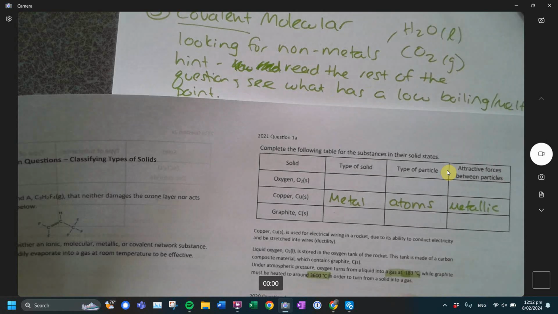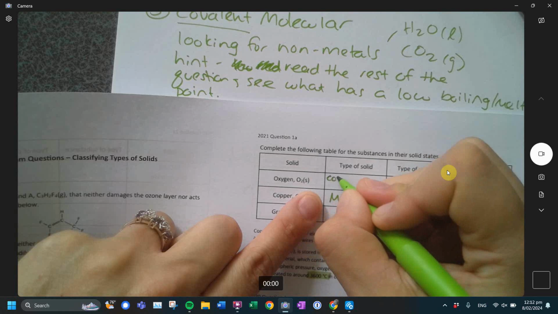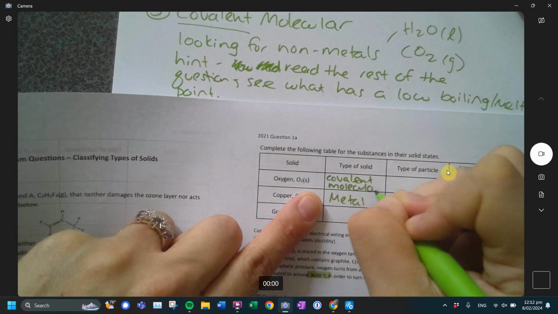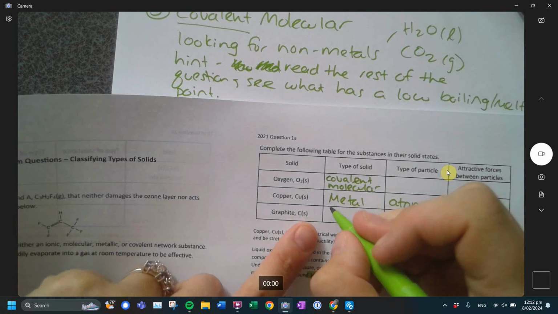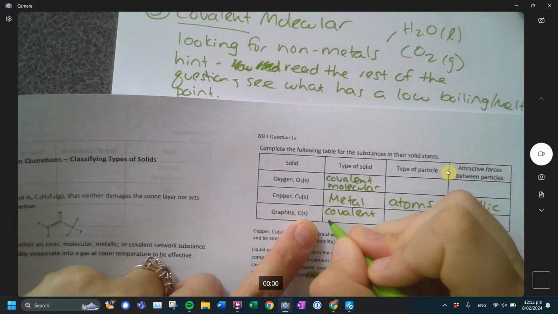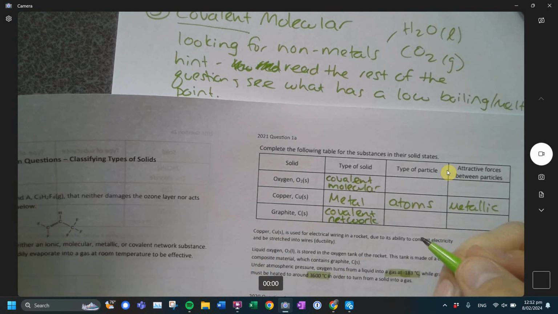So from that information there, I can figure out that the oxygen is my covalent molecular, because that has a low boiling point, and my graphite is my covalent network because it has a high melting point. You see how I did that? Read the rest of the question. It's a big, big hint. All right, keep going.